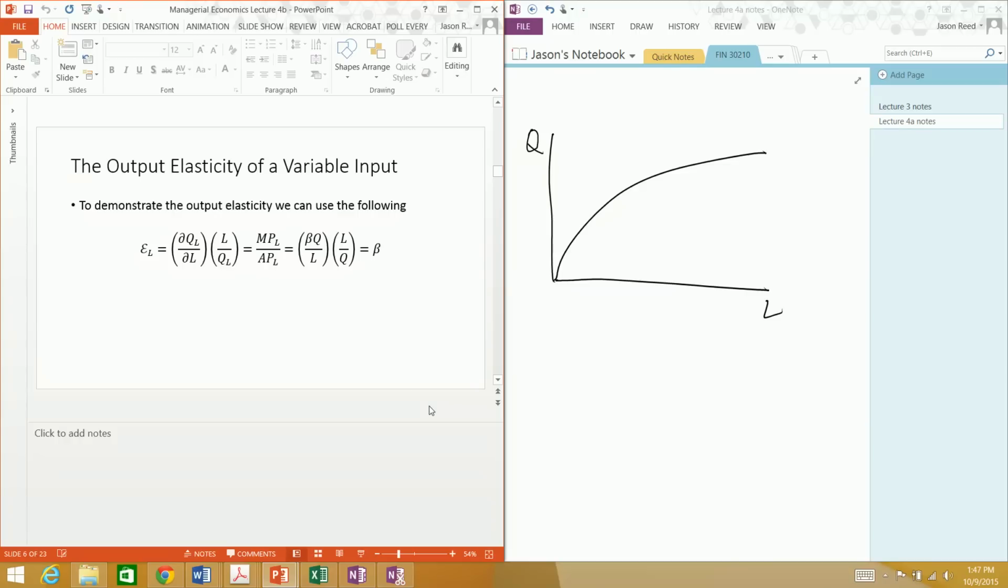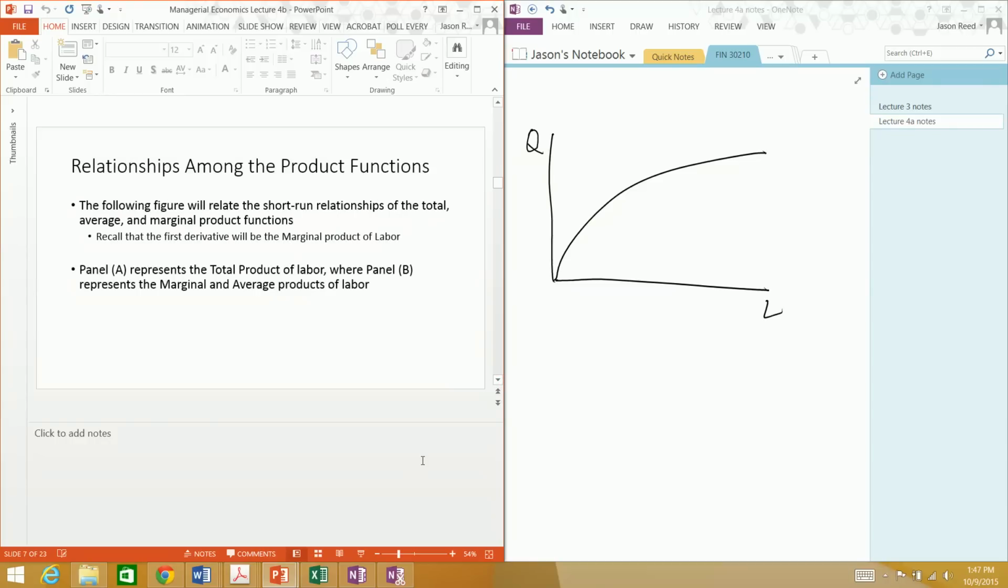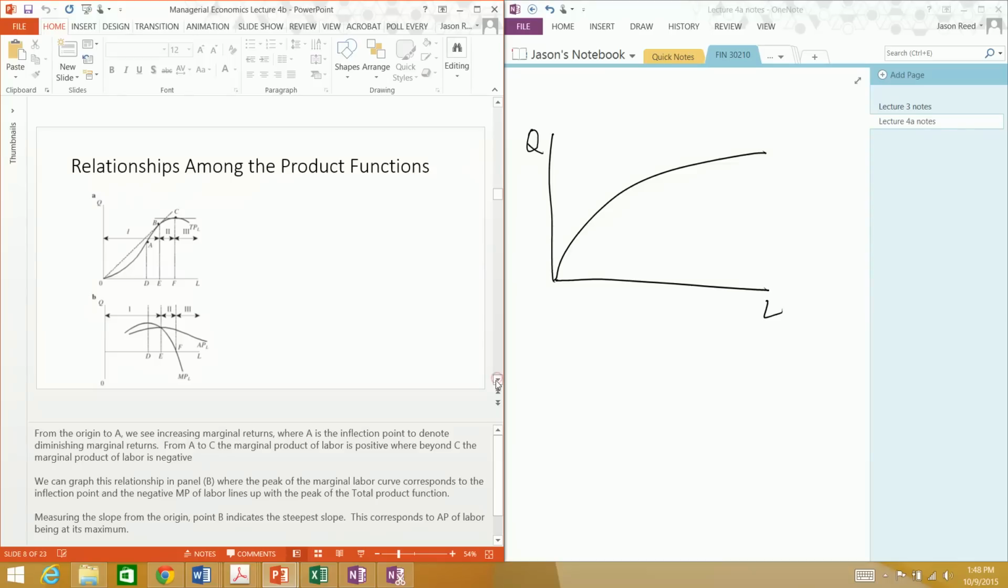So as we now switch gears a little bit, we want to talk about the relationship between our production functions. We're going to be looking at a figure that relates total productivity to average productivity to marginal productivity. What we want to do is understand the derivatives of total product and what that's telling us. So again, recall that this first panel will be our total product of labor, whereas our second panel will be our marginal and average products of labor.